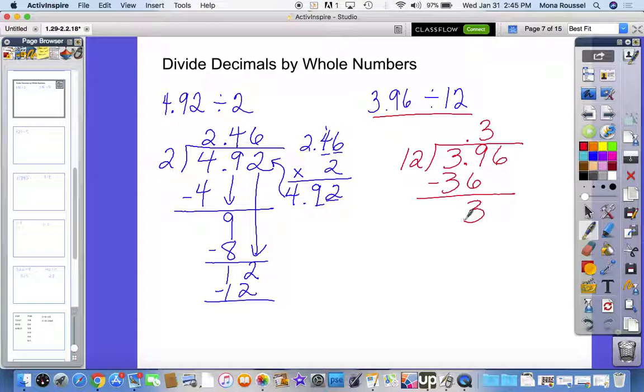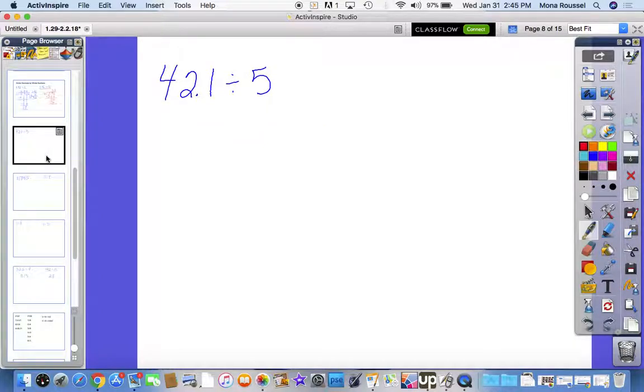When we subtract, we get a remainder of 3, which is less than the divisor of 12, so we can bring down the 6. 12 goes into 36 3 times. 3 times 12 is 36. So our answer is 3 and 33/100ths. Now both of those examples, after bringing down the last digit and dividing, there was no remainder.